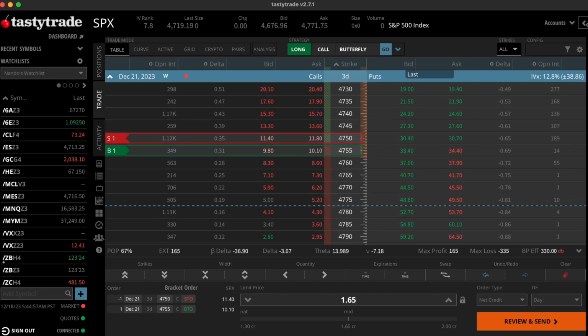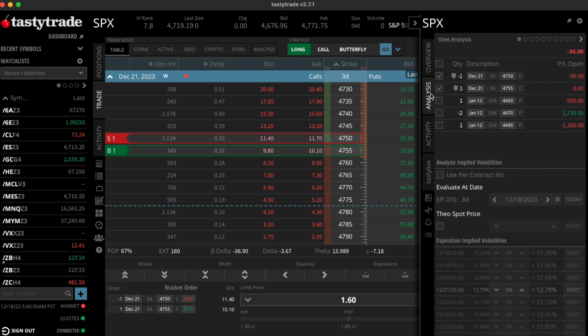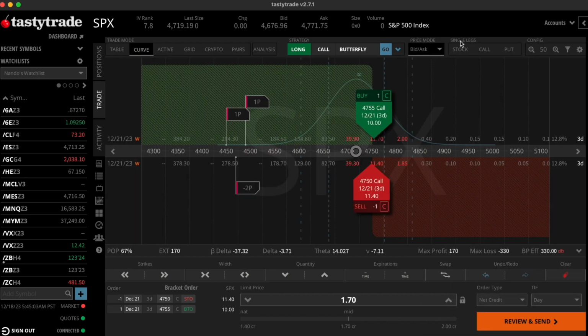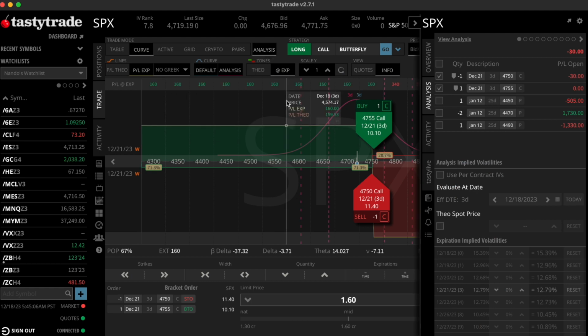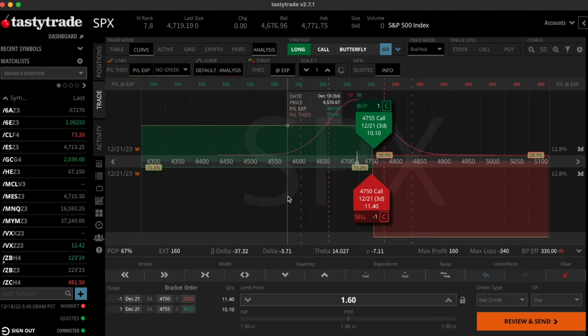And let's take a quick look at the analysis tab so we have a visual of how this works in terms of profit and loss. And we can see that obviously if we go down, the trade's profitable. The max profit would be the credit received upon sale of the trade. So let's say 170 here. And then the max loss is going to be the difference between the width of the strikes, which would be $5, times 100, which is the multiplier of SPX, $500, minus the credit received. So if we received 170, our max loss is going to be $330.